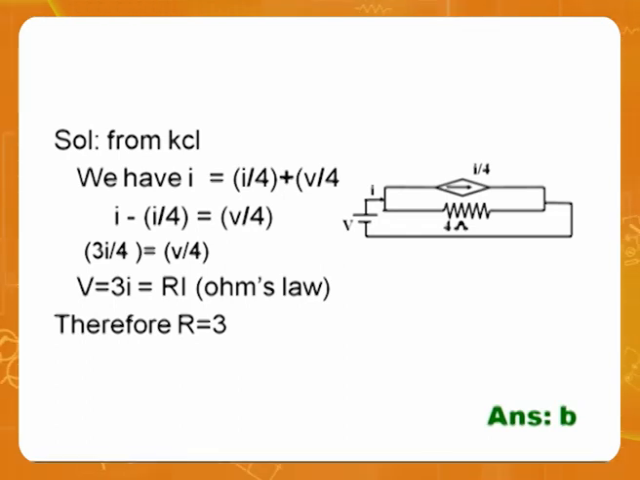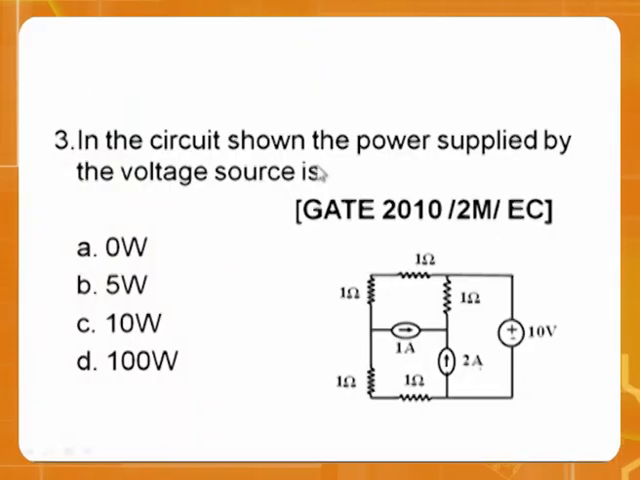B means 3. In the circuit shown, the power supplied by the voltage source is: A, 0 watts; B, 5 watts; C, 10 watts; or D, 100 watts. These are the 4 options that we have. When you look at the circuit, this is the voltage source given. From there we calculate different currents going through different paths.